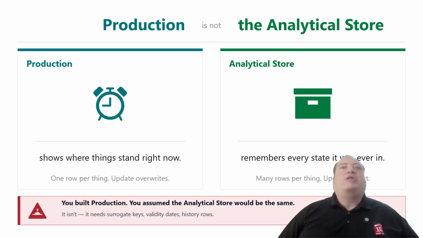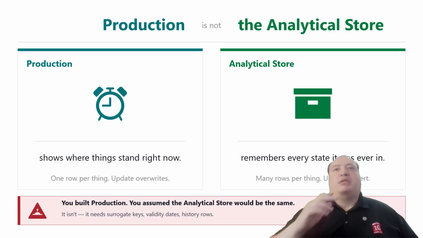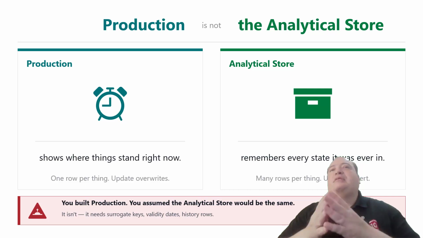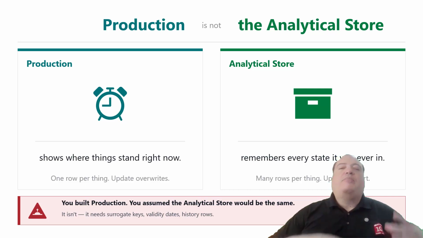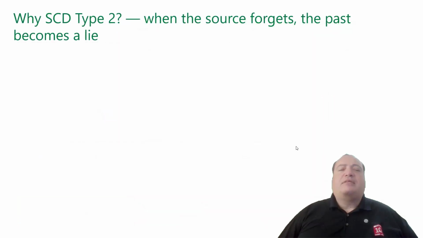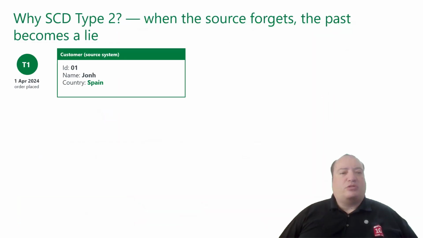This is the big danger of rushing the process. People who build production may not have the right mindset to build the analytical store. If they implement the same mindset for the analytical store, you can end up with fake data. Let's understand how this happens, what causes this.